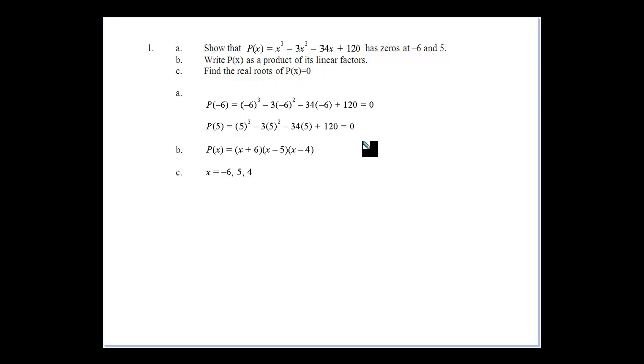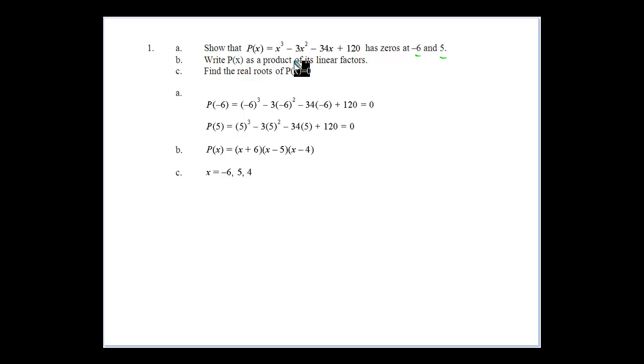Let's have a look at some more examples and some questions about using the remainder and factor theorem. Firstly, we want to show that this polynomial has zeros at minus 5 and 6. Well, if that's the case, that they've got zeros there, then we're able to substitute it in and have our answer be equal to 0. That's what a zero, or a root, is. When x is equal to minus 6 or 5, y is equal to 0, and we're able to substitute and show that.